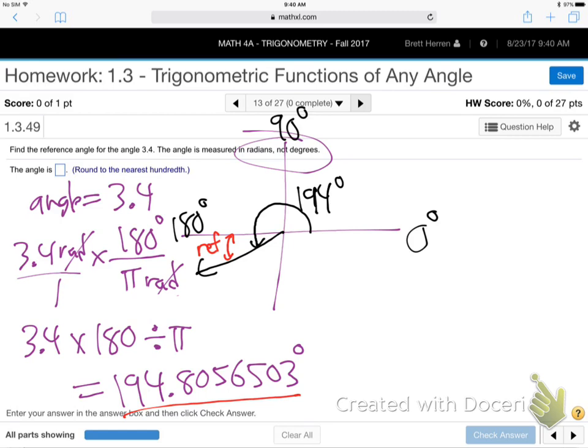So what do I do to turn this into a reference angle? Minus 180. Is everybody okay with that? You subtract 180 to find out how far it is from the 180. What's that going to be? 14.8056503 degrees. And last step, now turn it back into radians.